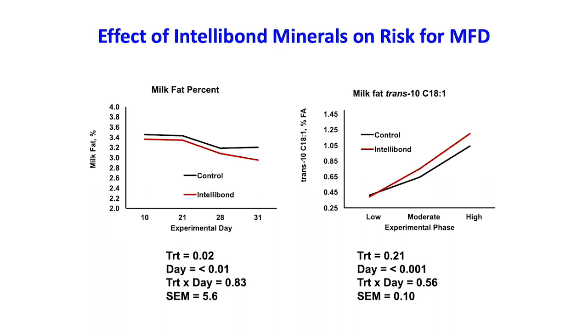We also saw no effect and no interaction of IntelliBond on milk fat percent or trans-10 intermediate. So I always hate to not prove my hypothesis, but it looks like the mechanism of IntelliBond in the rumen is not interacting with these risk factors for milk fat depression in the way that we've tested here. So our model is based on decreasing fiber and increasing unsaturated fatty acids. Now, there'd be other risk factors that it might interact with, but within the realm of this experimental model, we didn't see the interaction.